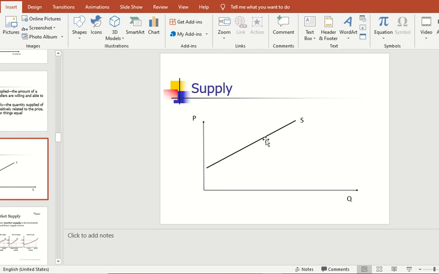So typically we have a positively sloped supply curve, as you can see. Usually we denote the supply curve as capital S. When we draw the supply curve, the price of the good or the service is always on the vertical axis, whereas the quantity of the good or the service is always on the horizontal axis.